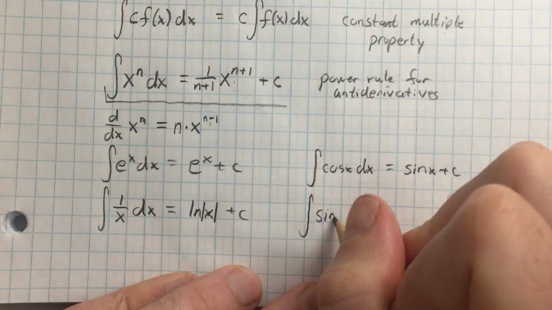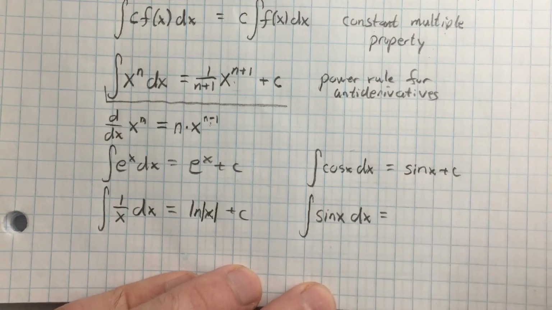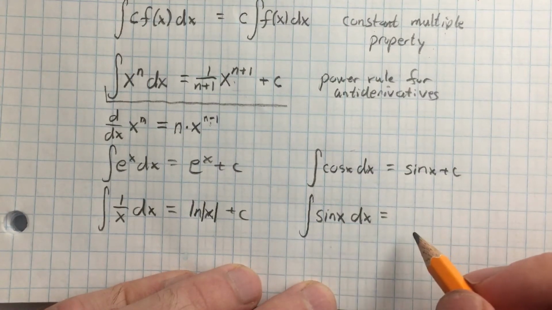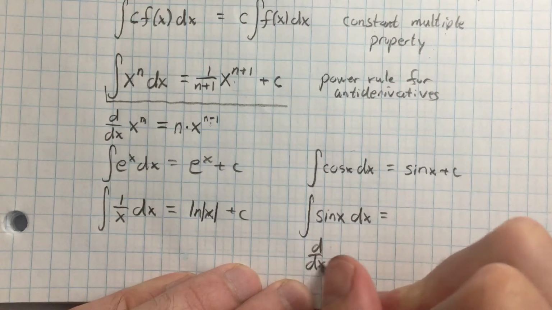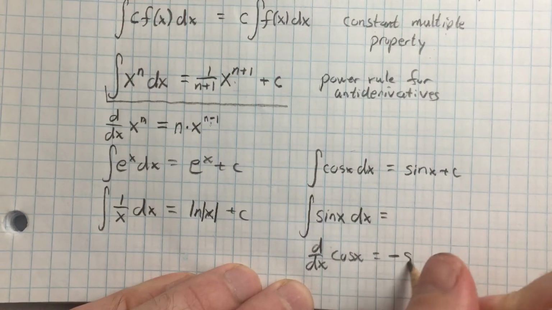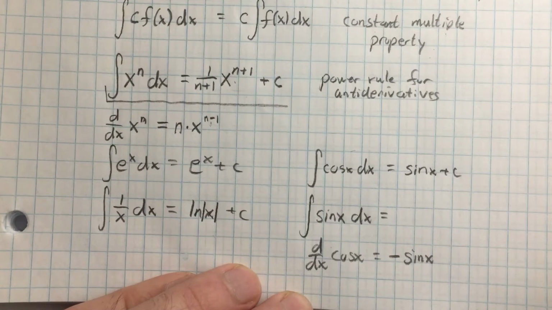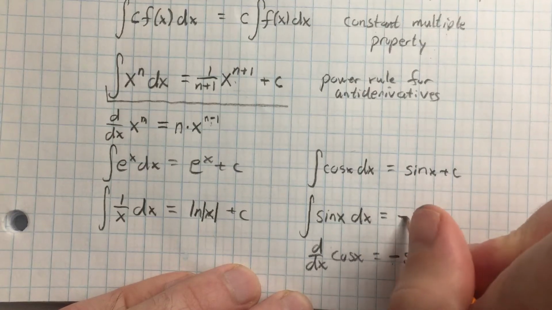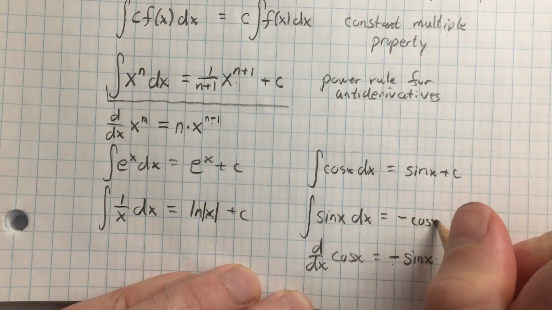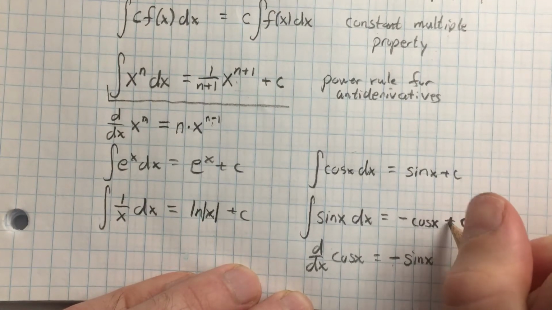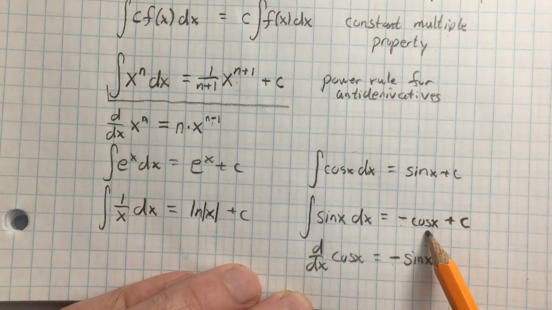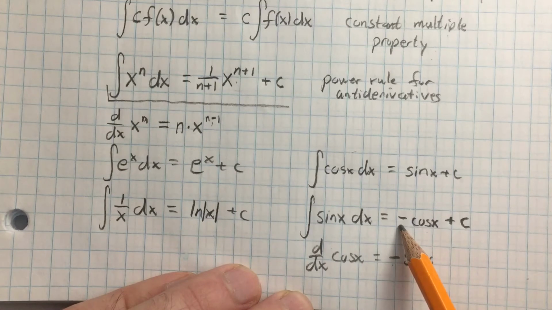Over here, if you have the antiderivative of sine x, we know that sine x is the derivative of cos x with an extra negative, right? We know that the derivative of cos x is negative sine x. So if I take the antiderivative of sine x without the negative, then that means the negative should appear on the resulting cos x expression, and then plus c. Okay? Because if I took the derivative of negative cos x, the derivative of cos x is negative sine x, and two negatives would cancel, giving me the original sine x here.